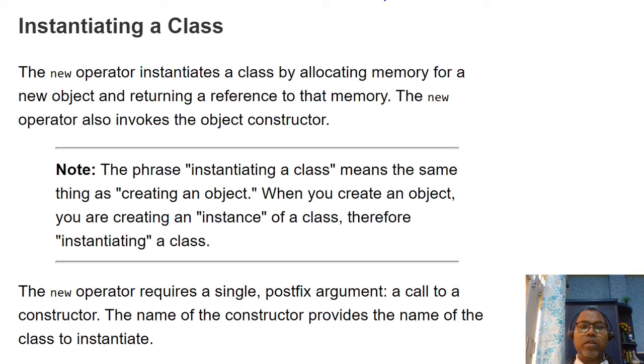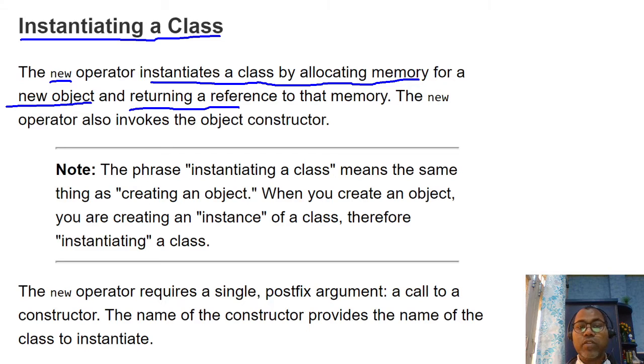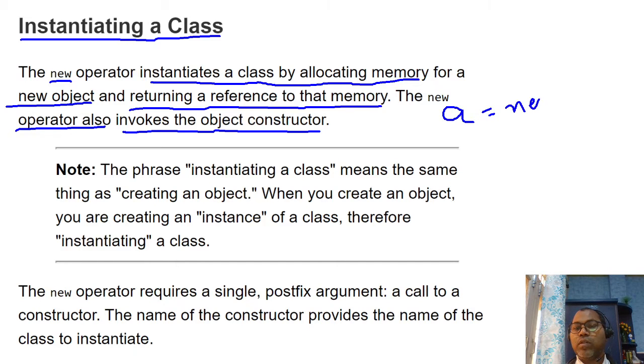And if we are talking about words, sometimes we say instantiation of a class. So how do you instantiate a class? Using the new operator. The new operator instantiates a class by allocating memory for a new object and returning a reference to that memory. The new operator also invokes the object constructor. So whenever you are creating an object, A equals new, followed by the class.